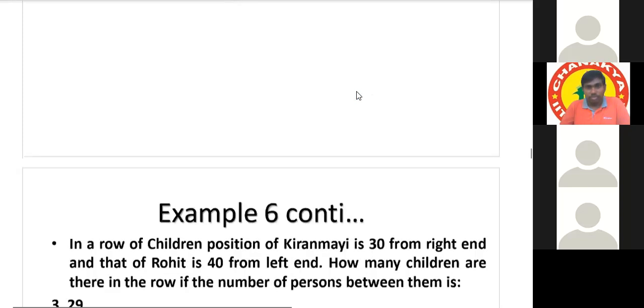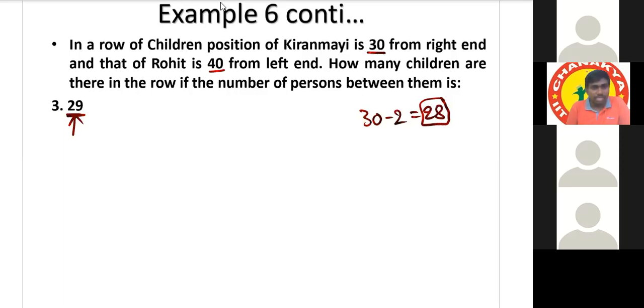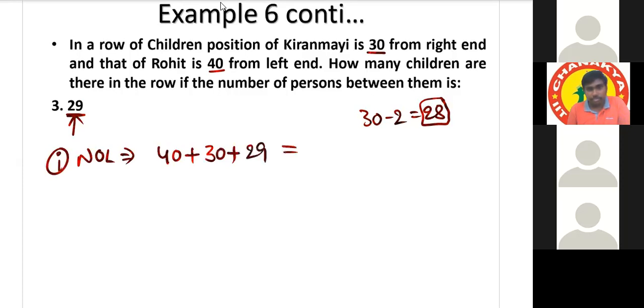One more question based on the same information. Between 30 and 40, the least number is 30 minus 2, which is 28. We can accommodate only 28 at maximum, but he is asking to accommodate 29 people, which is not possible in the overlap case. So we get only the non-overlap case. Left position is 40, right position 30, plus 29 between. The answer is 99. Only one possibility.